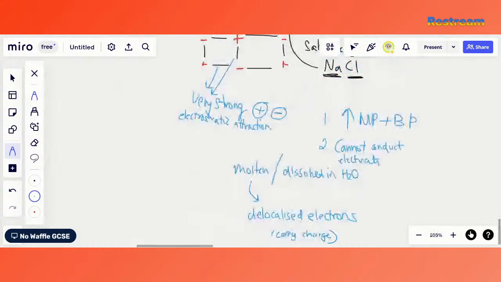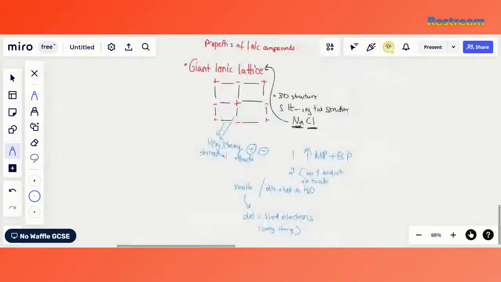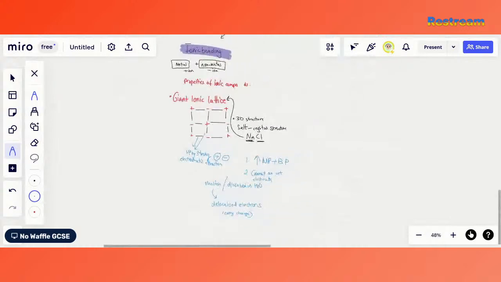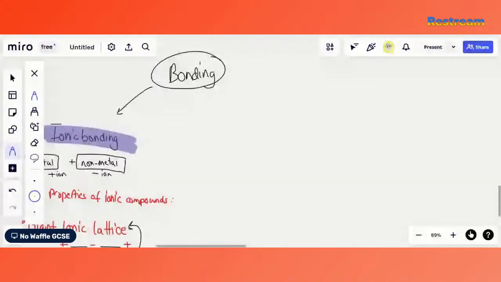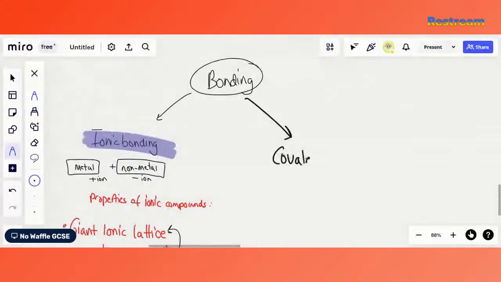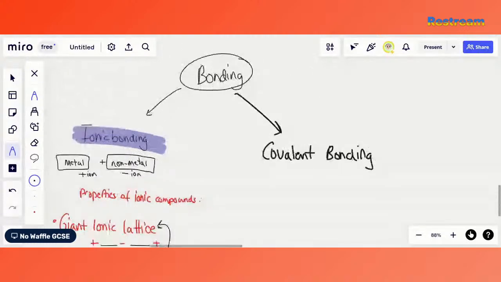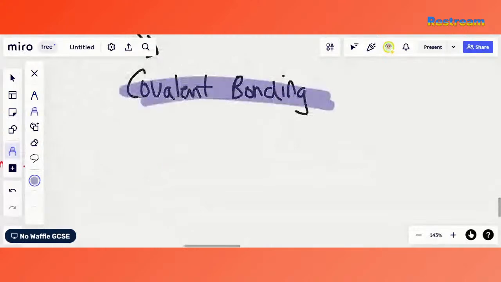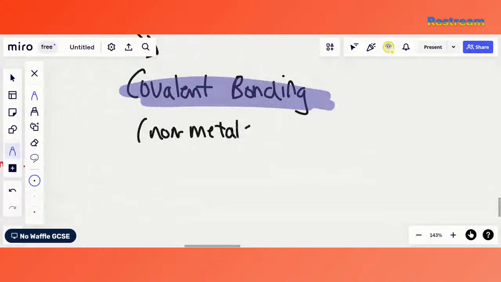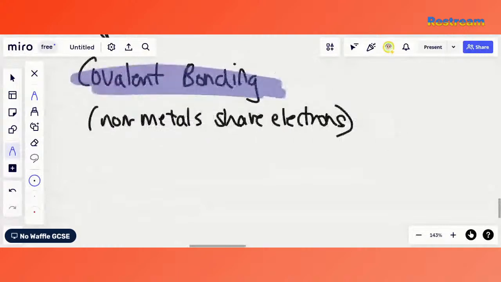So they're the properties of a giant ionic lattice. Now we need to know about covalent bonding. So we saw that ionic bonding is between a non-metal and a metal. Covalent bonding is between non-metals only. This is exclusive, and it's normally when non-metals share electrons between themselves. So that's what it is. Covalent bonding is when non-metals share electrons to form a full outer shell.